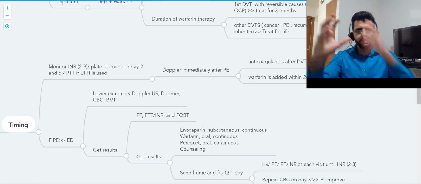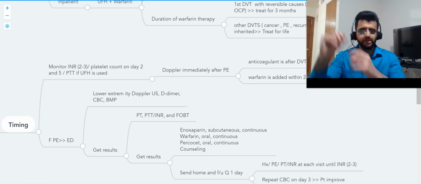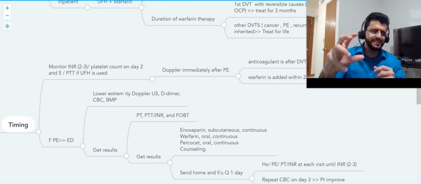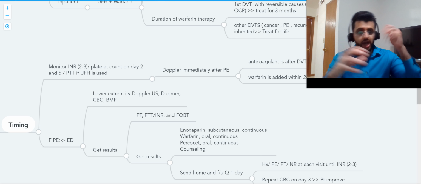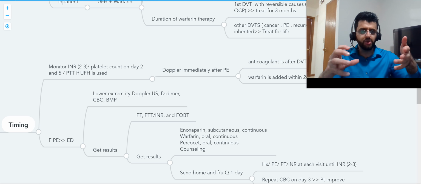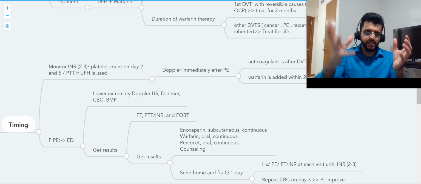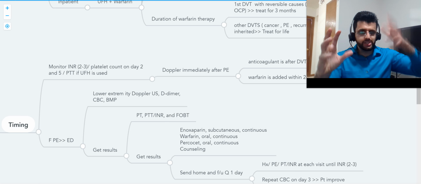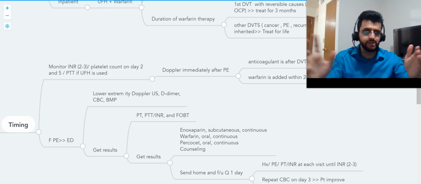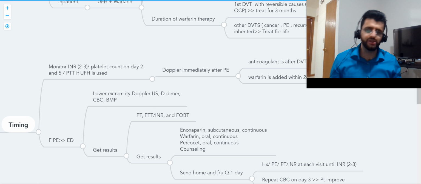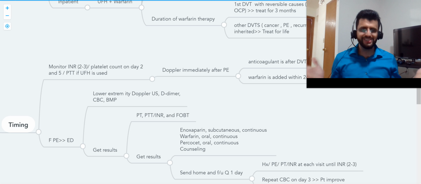Quick recap. Symptoms of DVT, ultrasound. Before anticoagulant, you want to think of PT, PTT, INR, FOBT, and then anticoagulant. After you start the anticoagulant, there is post-anticoagulant monitoring. So there is a pre and a post. Pre is PT, PTT, INR, FOBT. Post is that we do physical exam, PT and INR every single day for 3 days, and CBC on day 3. And here is the DVT.